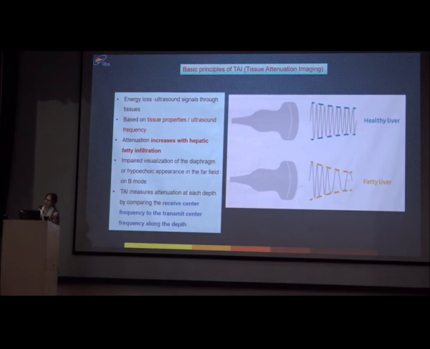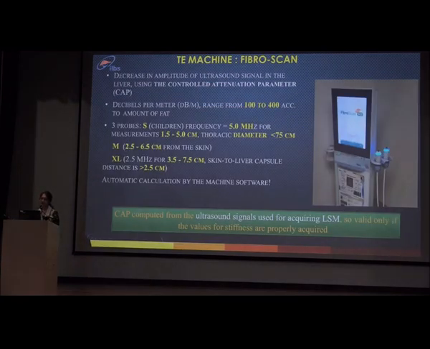But in fat, it's the opposite. It's softer, and hence the attenuation of the beam increases. So you'll get a lesser value coming back. So this is what they have shown, that the receiving center frequency to the transmit center frequency along the depth will change and it will reduce. So this is a FibroScan machine that you normally use.